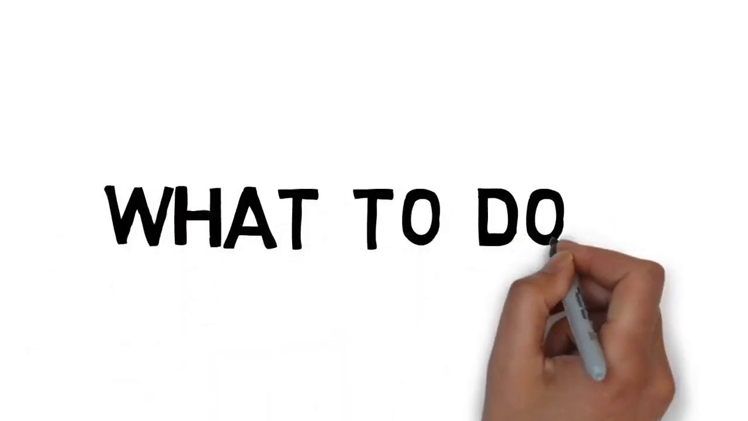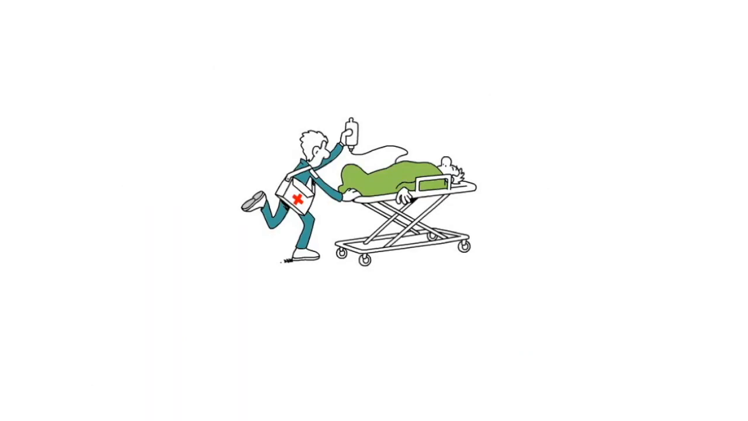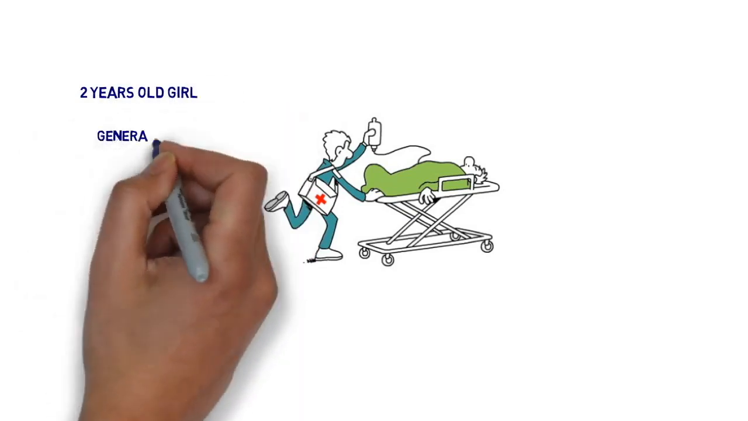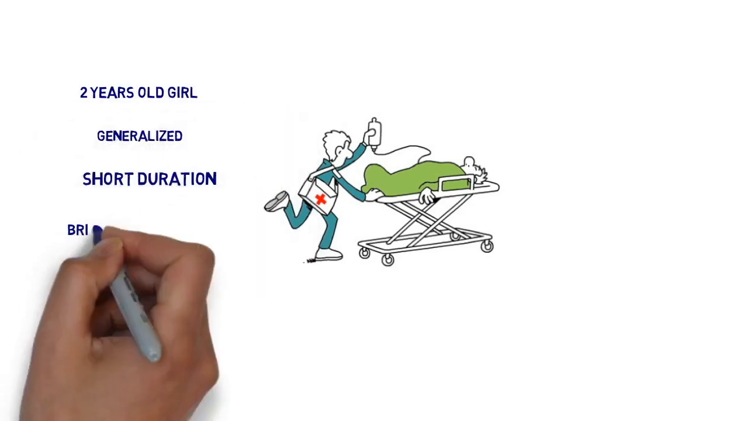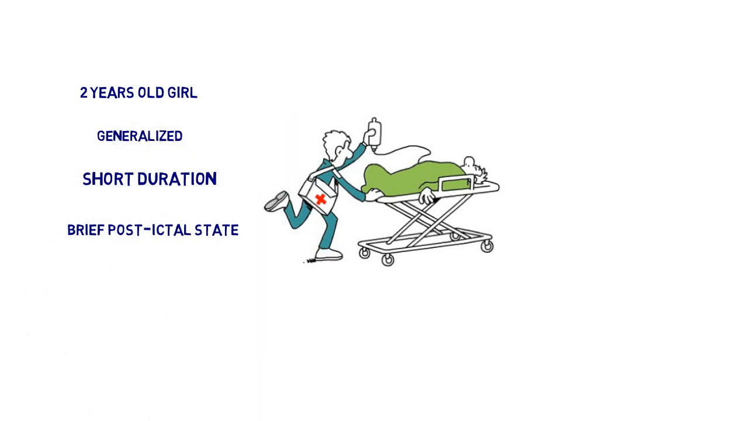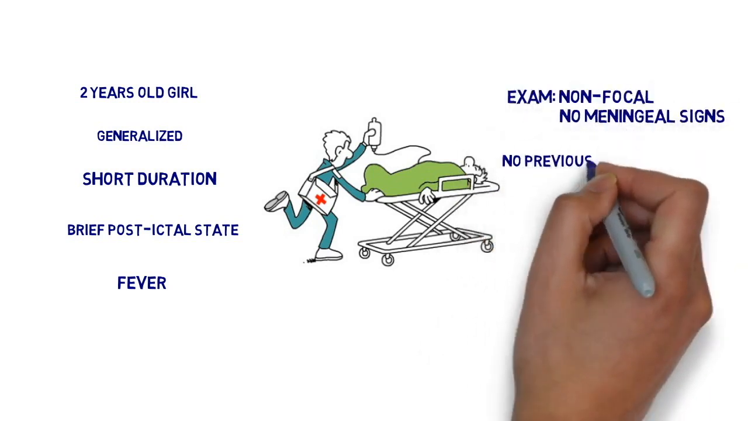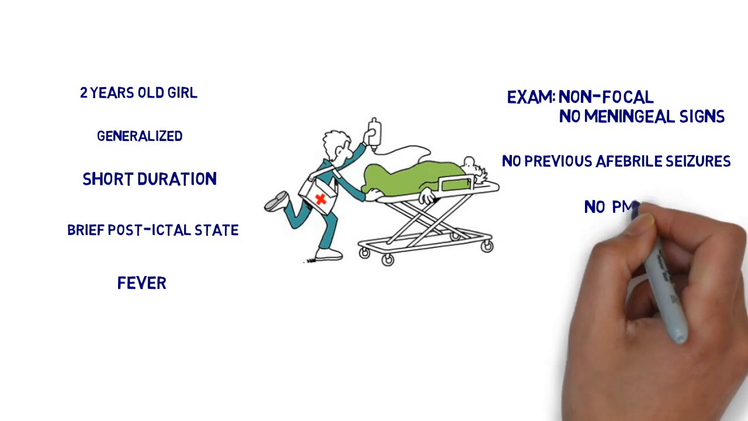Okay, now, the most important part, what to do. It all depends. Let's say that you are in the ED and the nurse brings you a patient from triage. A 2-year-old girl whose mom tells you that the whole body was shaking for 1 minute and after that she was drowsy for another 5 minutes. At arrival, vital signs are stable, but with a temperature of 102. The patient has a reassuring non-focal exam, no meningeal signs either. She hasn't had seizures before and has no past medical history.